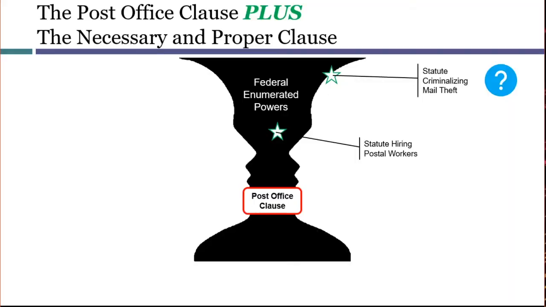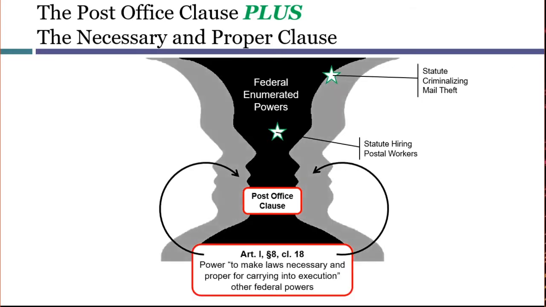But the necessary and proper clause is an explicit message from the framers that Congress is not limited to the stingiest possible reading of the government's powers. When we add the necessary and proper clause into the mix, our question gets a lot easier. The clause allows Congress to pass laws to help carry into execution other powers. In essence, it authorizes laws in a zone that expands around other powers.